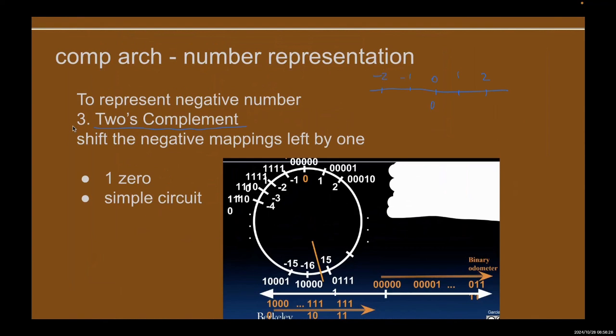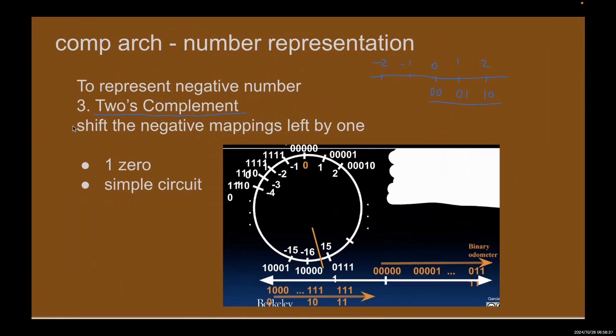This is 0, 0. This is 0, 1. This is 1, 0, which is normal. And for the negative part, this is 1, 1. This is 1, 0. Okay. And the reason why we represent it like this is because they only have 1, 0, and they have a simple circuit. Last time we did not know why they have a simple circuit, and this time it's clear now.